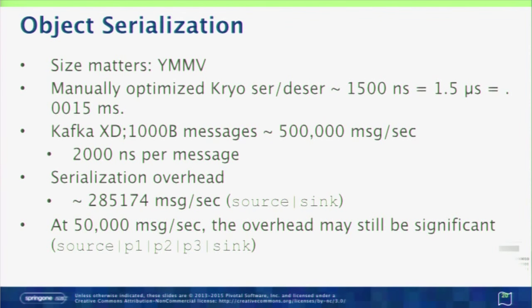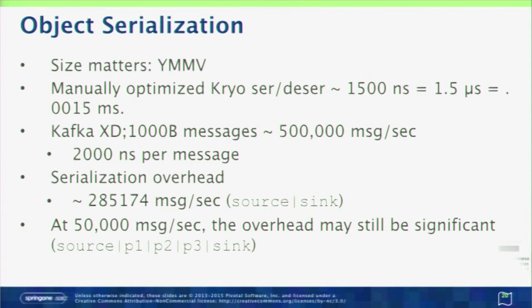But let's say we'll take some data point that Glenn had shown on his graph previously, and we're using Kafka transport, and we're having 1,000-byte messages, and we're able to get roughly 500,000 messages per second through from a source to a sink. And so what that translates to is about 2,000 nanoseconds of processing time for a message. Well, at that kind of extreme level, serialization becomes a bottleneck. If you add 1,500 nanoseconds to that time, then your message rate's going to drop. If it's POJOs that are producing 1,000-byte messages over the wire, it's going to drop roughly in half.